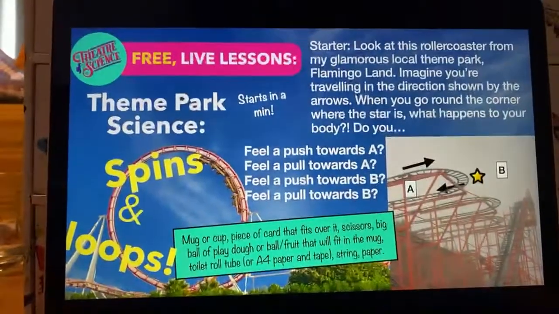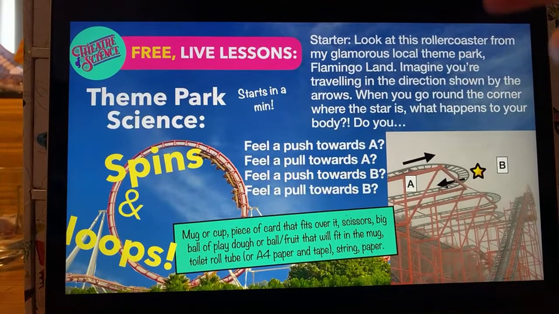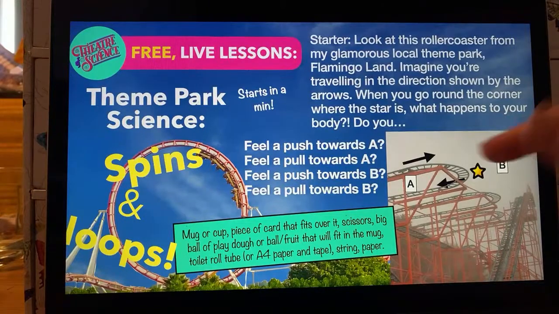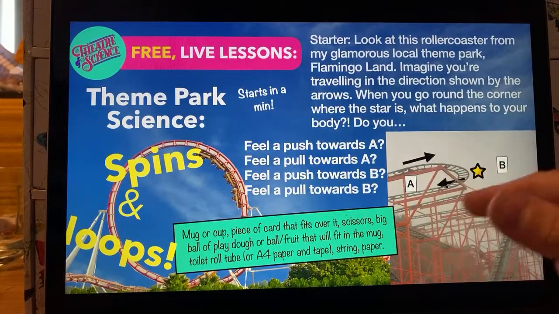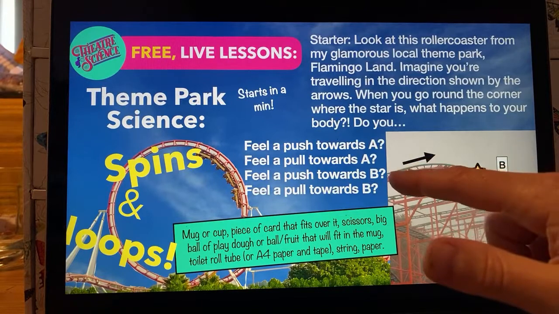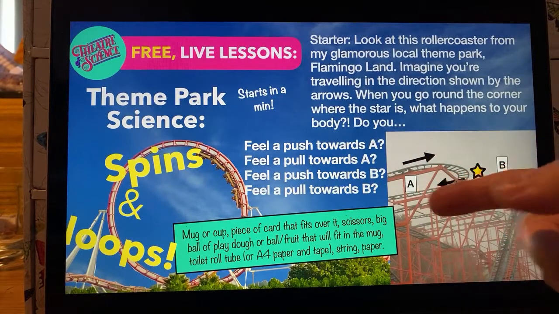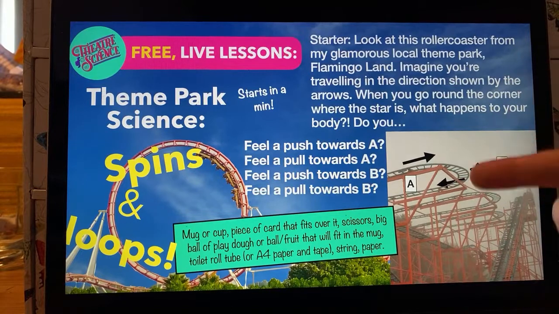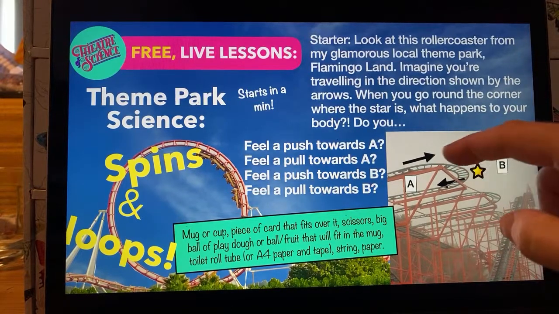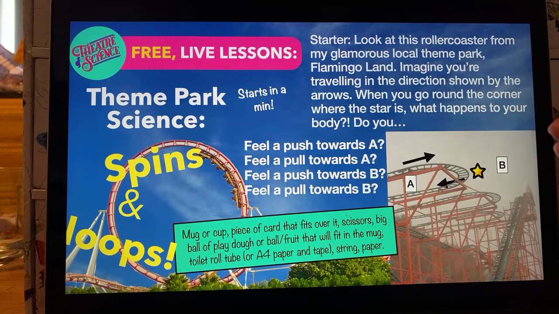Okay, we'll go through this question first of all. I won't tell you the answer, just in case any of you arrived straight away and missed it. This is a picture of a roller coaster from my very glamorous local theme park, Flamingo Land. Imagine you're going around a very tight corner. Let's say you're going from left to right, you swerve around this corner and start going back to the left. When you get to the point where the star is, peak turning the corner, how do you feel? What's your body doing?